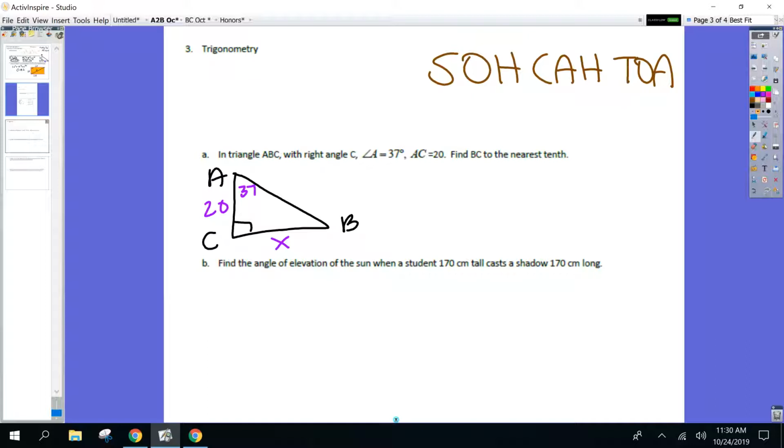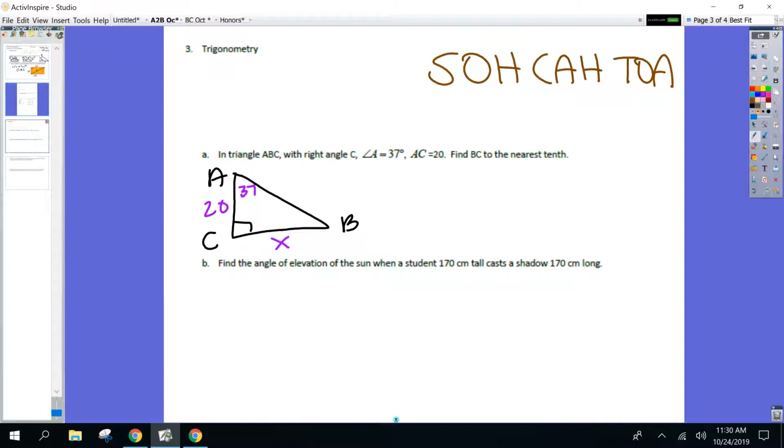What's sine equal to? Anybody remember what the O was? Opposite side over hypotenuse. Good. C for cosine is equal to adjacent over hypotenuse. And then T, tangent is opposite over adjacent. Okay. So we need to figure out which one of those three do I use in problem A.